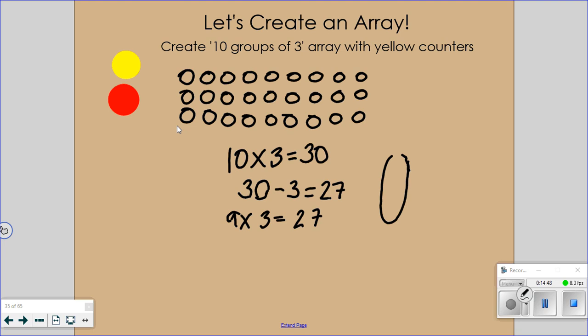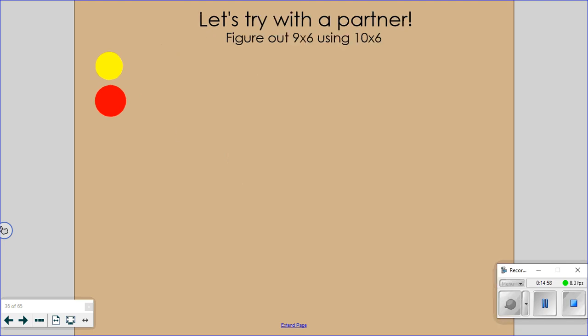We're going to do another one with counters, so don't put your counters up. But add those equations to your notebook. You don't have to draw the array. So we are going to try and figure out 9 times 6. I am not good at skip counting by 9s, and I'm not good at skip counting by 6s. But I do know that 9 times 6 is close to 10 times 6.